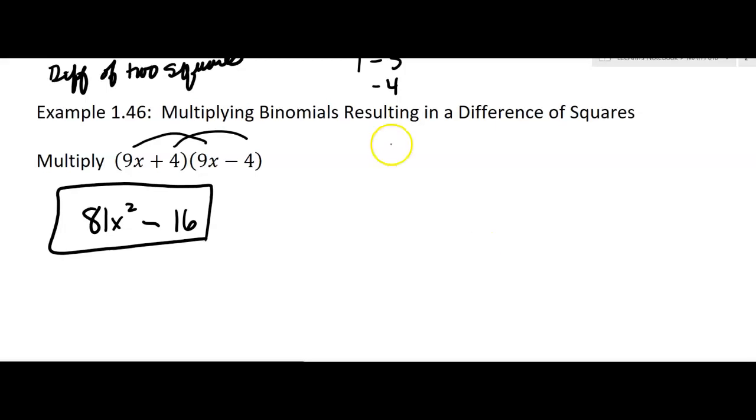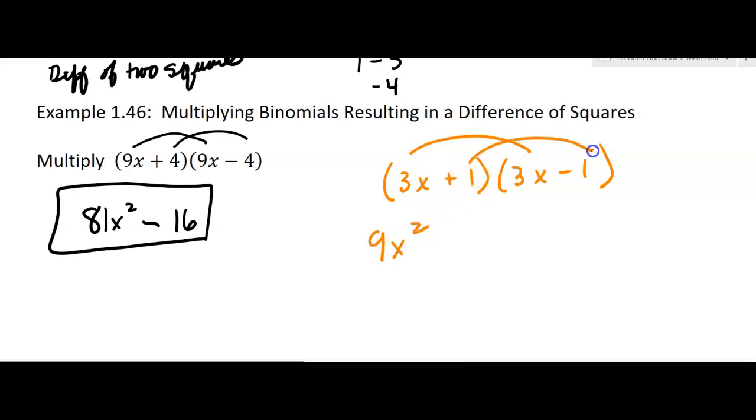You want to see another example? I'm assuming you're saying yes. Okay, so let's say you had 3x plus 1 times 3x minus 1. Then you just go 9x squared minus 1. See, I like these ones.